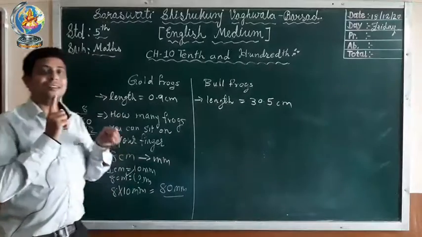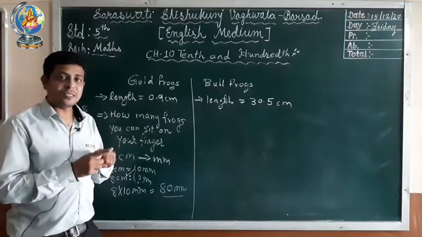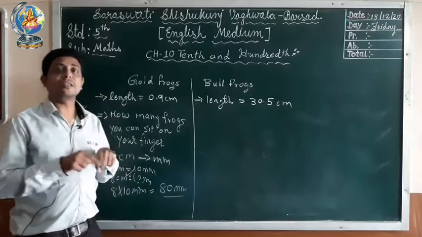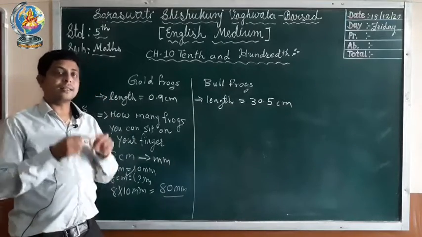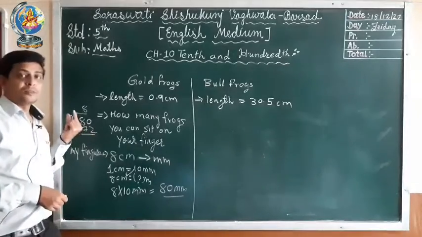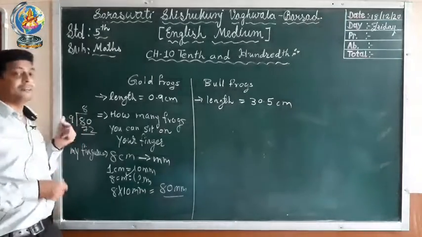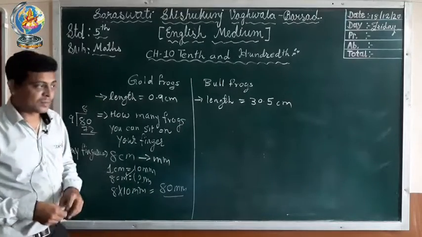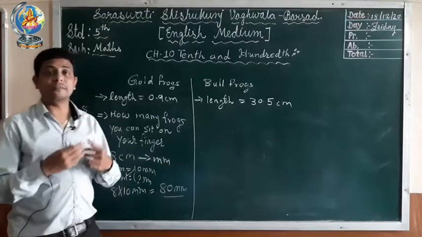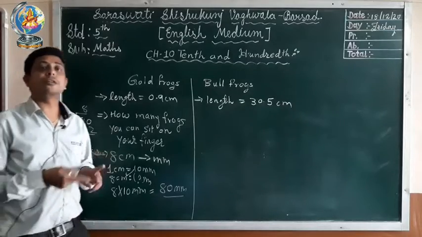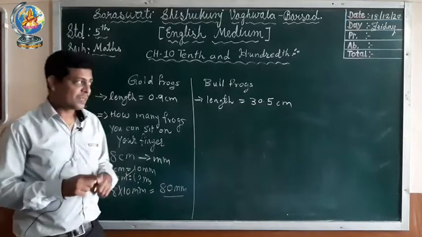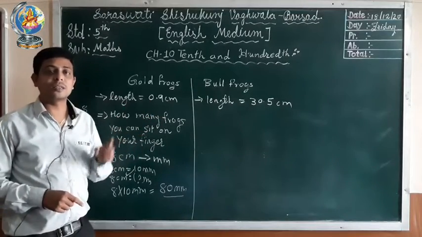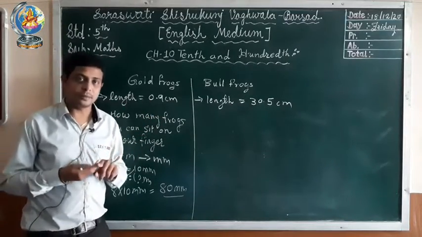If you have to measure your finger, see how many centimeters your finger is, then you have to convert that centimeter into millimeter, and then whatever answer you get, you have to divide it by 9. So all will get a different answer. Some will get 4, some will get 5, some will get 6, according to their finger length. All answers will be different because all the students have different size fingers.